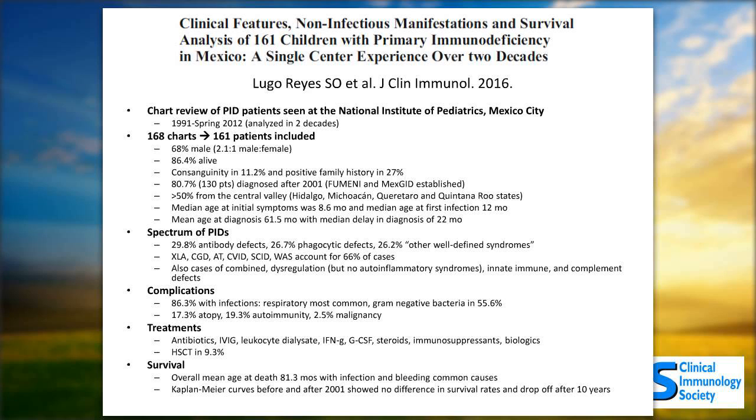In terms of survival, the overall mean age at death was about 81.3 months, which I think is around 8 to 9 years, with infection and bleeding as the most common causes. And interestingly, when they look at the Kaplan-Meier survival curves before and after 2001, so remember, they looked at the first 10 years versus the second 10 years, they actually show no difference in survival rates between the first 10 years and those patients identified in the second 10 years.